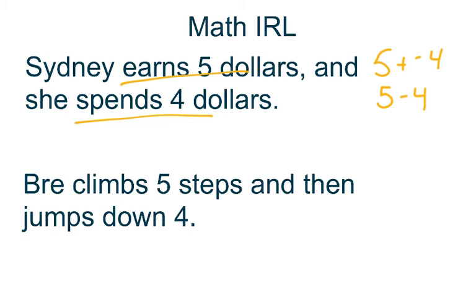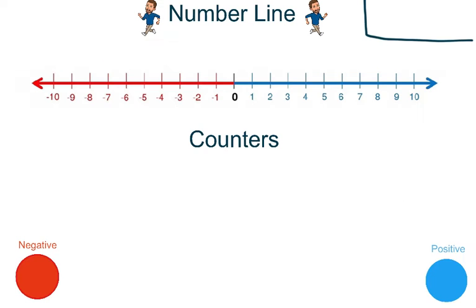The second example says Bree climbs 5 steps. So she goes up, she ascends. She's at a positive 5, and means add. Then she jumps down 4. So go down 4. She should be on the first step now. So 5 plus negative 4 is the same thing as 5 minus 4. Plus negative means minus.